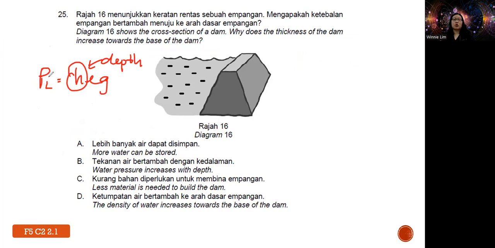All these three quantities are directly proportional to liquid pressure. That means higher density also means higher liquid pressure. Also, the best answer: more water can be stored, no? If you want more, then you build a bigger dam. Water pressure increases with depth. Yes. B, less material is needed to build the dam? You already make it thicker, of course you need more material. Density of water increases towards the base of the dam? You won't change the density of the liquid, right? Okay, so the answer is B.